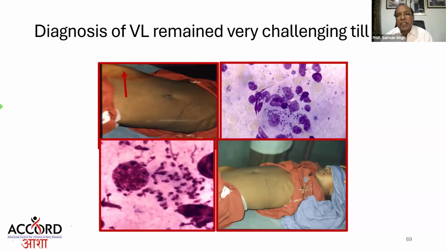And then splenic aspirate. Splenic aspirate is highly sensitive as compared to bone marrow, but it is very risky. One cannot do splenic aspirate in a primary health center. You have to have facilities for admission in case there is a rupture of the spleen sheath. So these were the tests, and obviously in those days we also reported.